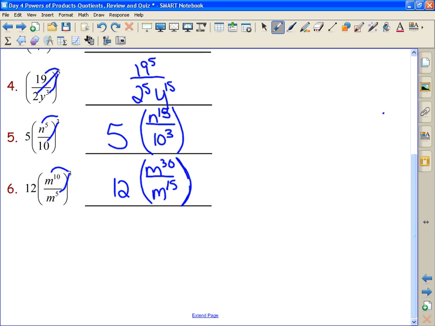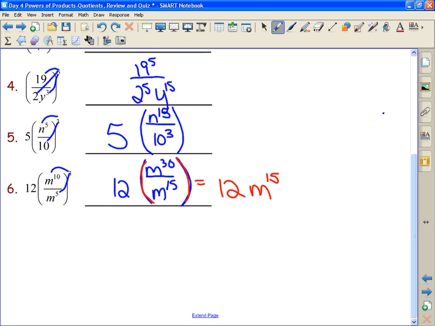Now what you can see in this one is that inside of my parentheses here, they have the same base. So what I can do now is, hey, I have a rule for that. I remember, I think I'm supposed to subtract those exponents. So the 12 is still hanging out, but m to the 30 divided by m to the 15 means that we're going to subtract our exponents. So m to the 30 minus 15 is m to the 15. And now you can see that m is only written once in that expression, and that is exactly what we want. That's our goal, so that each letter is only written one time.